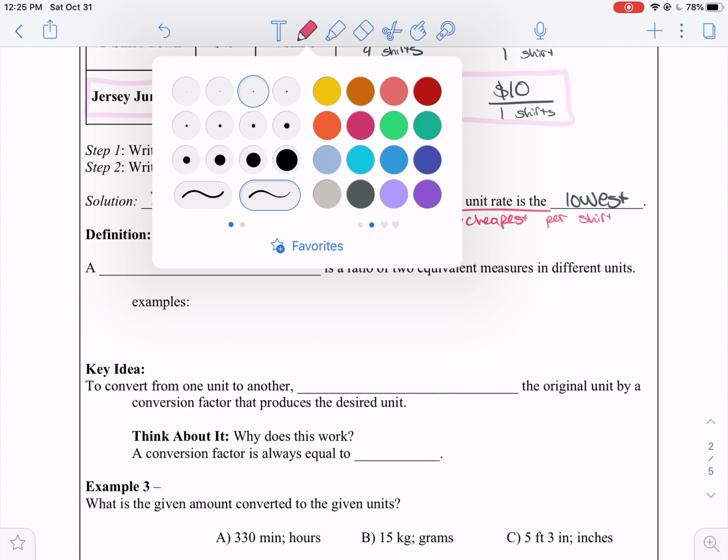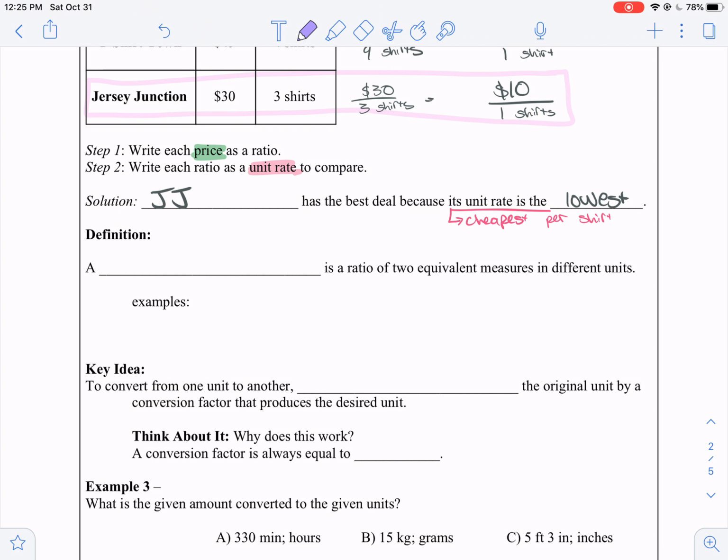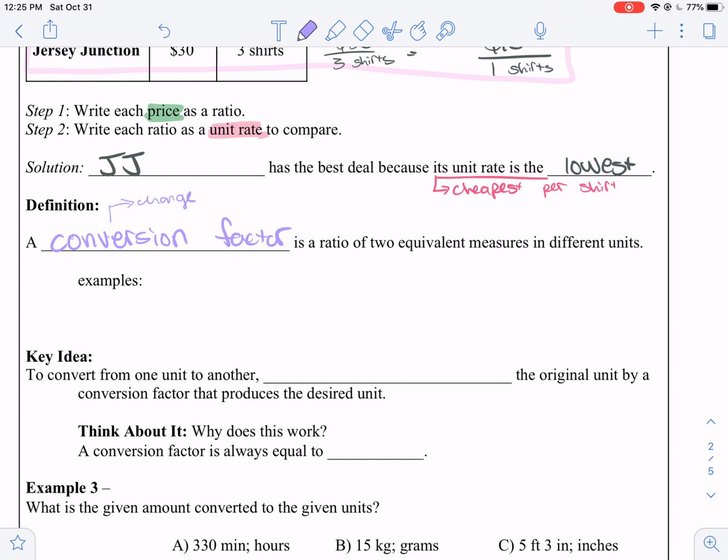Our next idea is called a conversion factor. A conversion, you'll remember convert means to change. A conversion factor is a ratio that we can use to convert units. And we always have to have two equivalent measures. They need to be equal to each other. For example, we have 12 inches in 1 foot. This is also a unit. Okay. We have 12 inches in 1 foot.